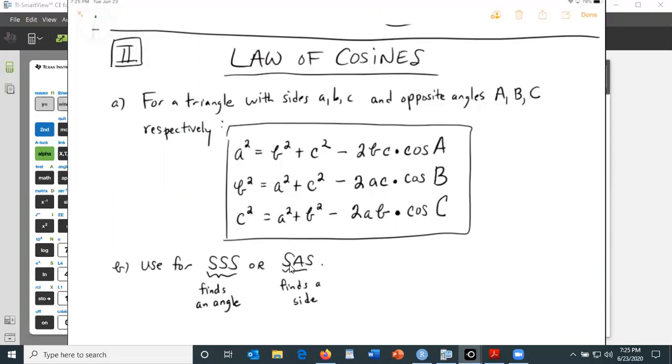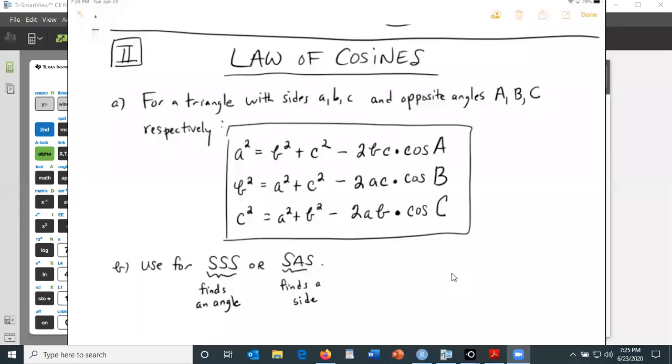And then going back to part A. Okay, so I had to unshare my screen for a second. All right, now we're back. So going back to part A, there's three equations, but you only have to use one per problem. Okay, so you only use one equation per problem.